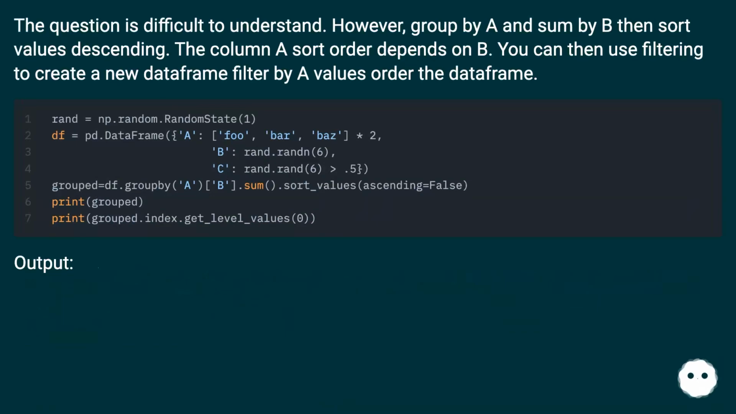The question is difficult to understand. However, group by A and sum by B, then sort values descending. The column A sort order depends on B. You can then use filtering to create a new data frame, filter by values, and order the data frame. Output.